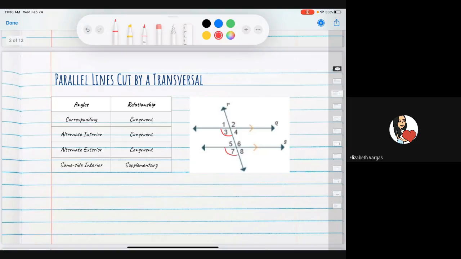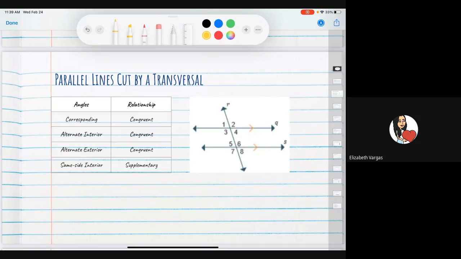And so if you don't remember, corresponding angles are, for example, angles like 3 and 7, and they're corresponding because they are on the same part of those parallel lines. So 3 and 7 would be an example. Another example would be 2 and 6. Another example would be 1 and 5. And another example would be 4 and 8. So those would be corresponding angles. And what we learned is that corresponding angles are congruent to each other. So 3 and 7 would have the same angle measure, 2 and 6, etc. So that'd be corresponding angles.